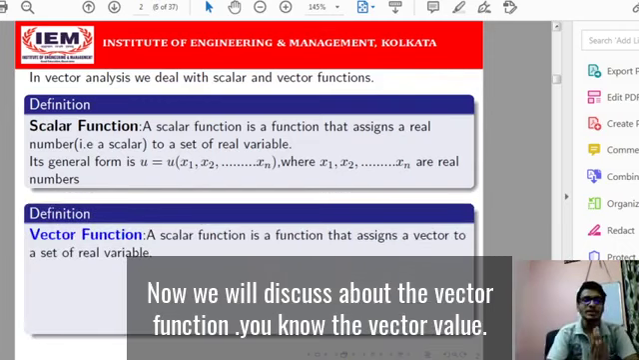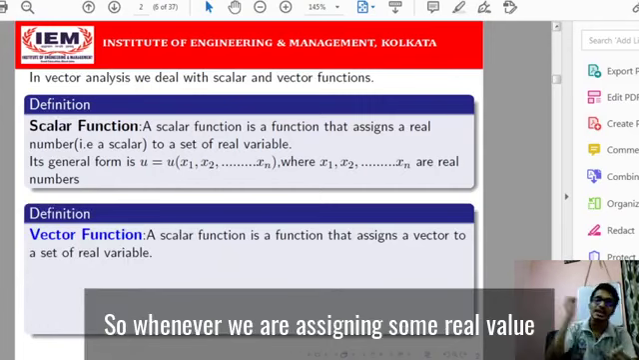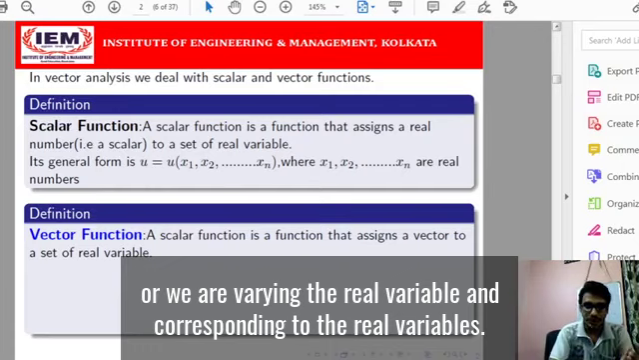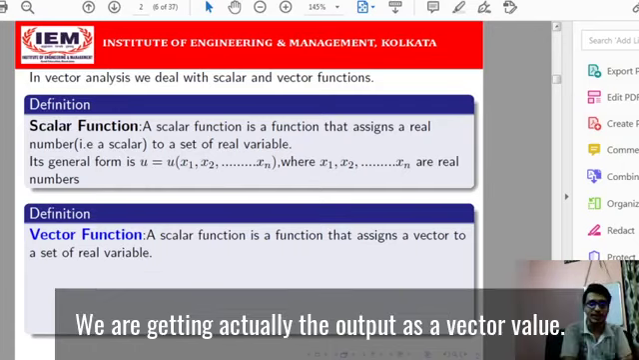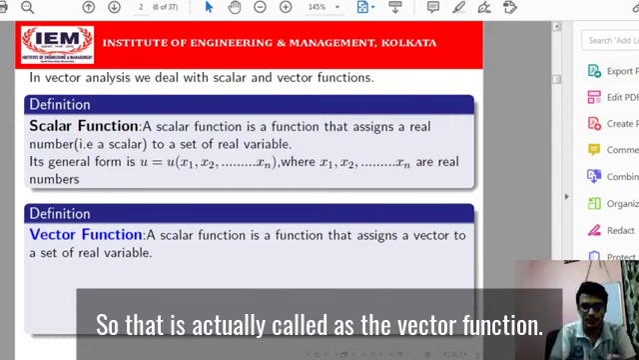Now we'll discuss the vector function. You know the vector value. Whenever we vary the real variables, and corresponding to the real variables we get the output as a vector value, that is called the vector function.